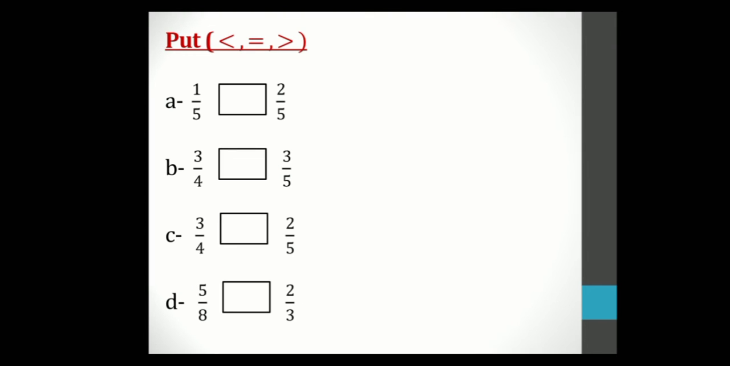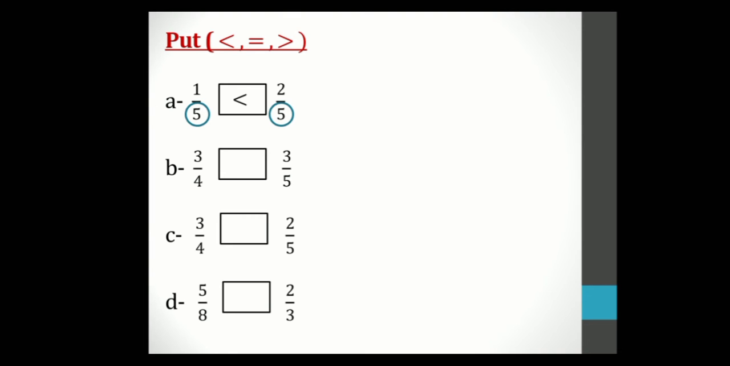For example, first one, I have 1 over 5 and 2 over 5. How can I compare between them? First, I have the same denominator, so I draw a circle around 5. Now, the bigger numerator will be the bigger fraction. So, 2 over 5 will be bigger than 1 over 5.